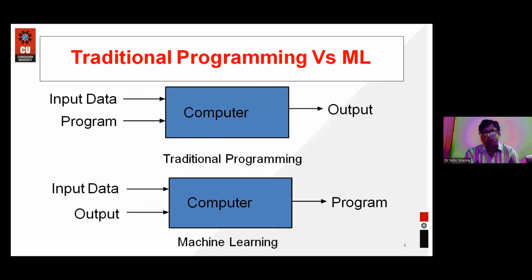How is the machine able to learn now? We are differentiating two programming techniques: traditional programming versus machine learning. In traditional programming, we provide the input data, and we also write the program, and we find the output from the computer. But when we talk about machine learning, we give the input and the desired output, and the computer gives us the program. That's how machine learning goes.